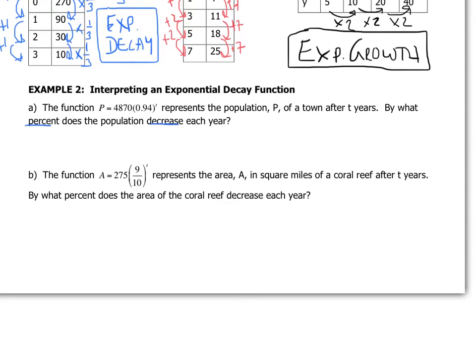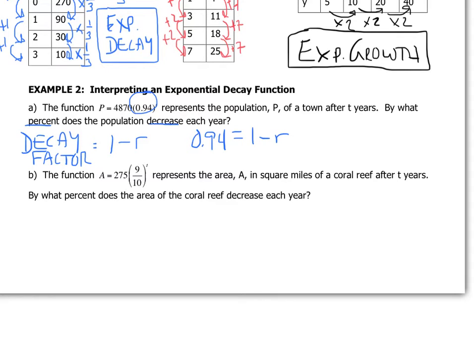So to find the decay rate, I'm going to focus on the decay factor. Remember, the decay factor is basically telling us what we're holding on to: 1, representing 100% of the population, minus some amount we're changing each year, or the R value. Well, we know from the function that the whole decay factor is this 0.94, which is basically the same thing as saying 1 minus R.